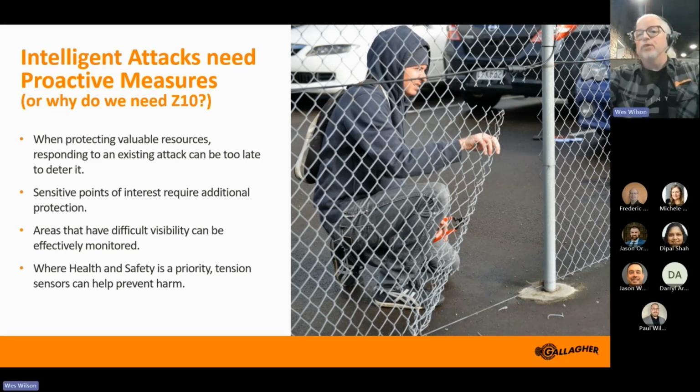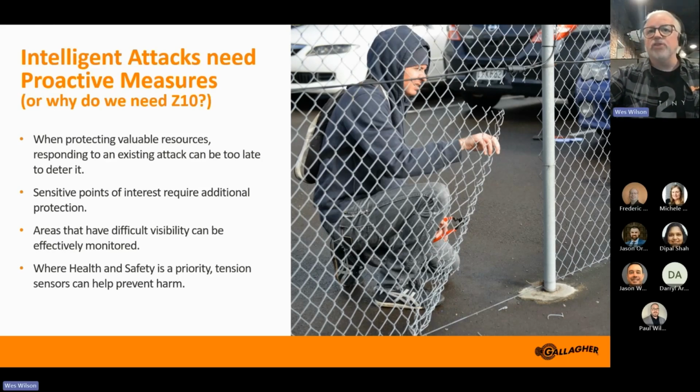There are areas that have difficult visibility, and you can use the Z10 to monitor those areas. Let's say you've got an area where trees are blocking visibility for a camera. You've got a rooftop. Paul gave me an example, for instance, where someone had taken some Z10s and put tension wire across a roof so that if people attempted to go over the roof, that would be detected by the Z10. And those areas would be difficult to monitor with cameras.